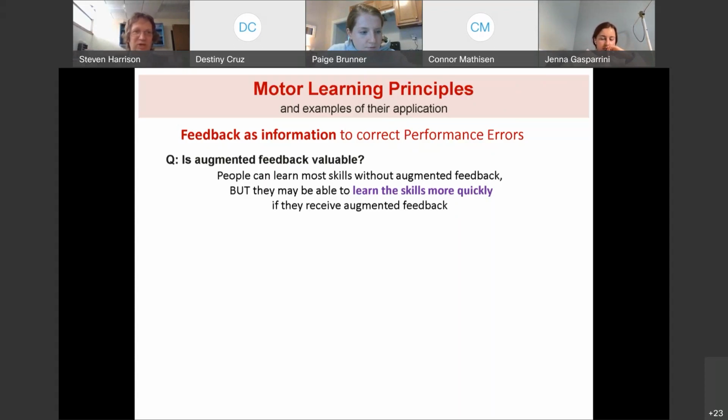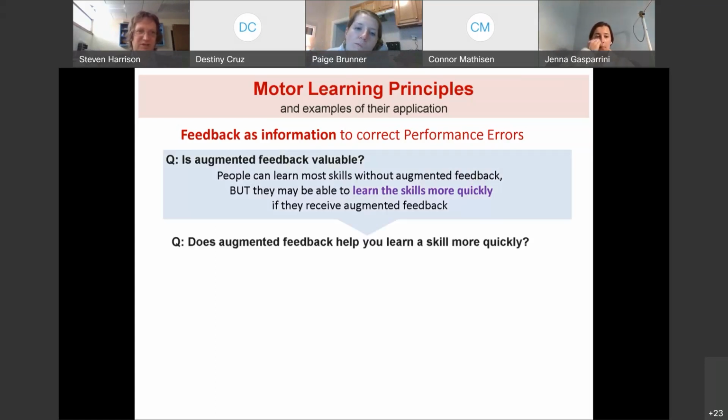So people can learn most skills without augmented feedback. Why we care about these principles is that applying these principles may allow an individual to learn the skills or to recover function more quickly if they receive the additional feedback. So then the question is, does augmented feedback help you learn the skill more quickly? Now, here are some general rules of thumb.